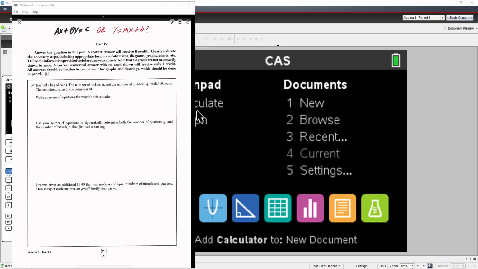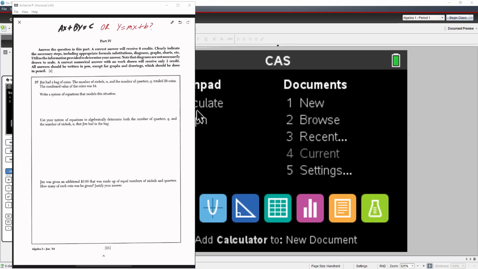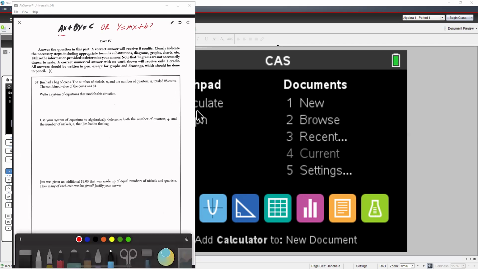Just like I did in the previous videos, you got to determine, are we dealing with standard form? Are we going to write linear equations in standard form, or are we going to write it in slope-intercept form? Well, they didn't really give us the slope. They just said we have N nickels and Q quarters and a total of 28 coins. And then they said the value of those coins was $4. So there's no per slope, no anything. So we're going to be using this.